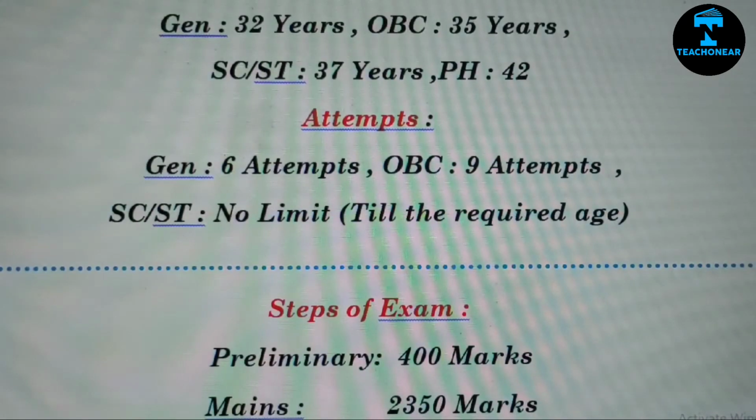What are the attempts? A student or an examinee or a participant can have attempts like general 6 attempts, OBC 9 attempts, SC ST no limit of attempts till the required age. He can attempt or he can sit for the examination.